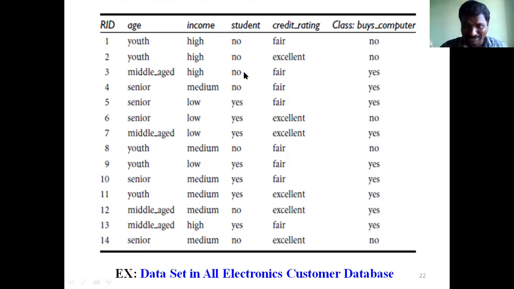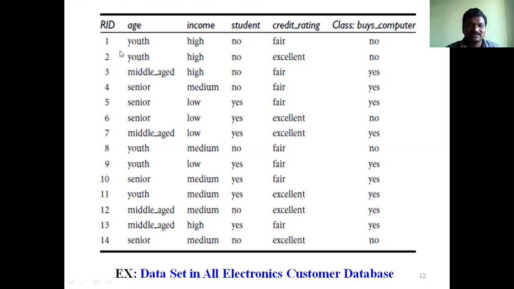Whether this particular person is a student or not. Yes, he is a student. No, he is not a student. And then the credit rating here. What is the credit rating? I am taking the credit rating as fair or excellent. And the computer purchase, you call it the class label here.